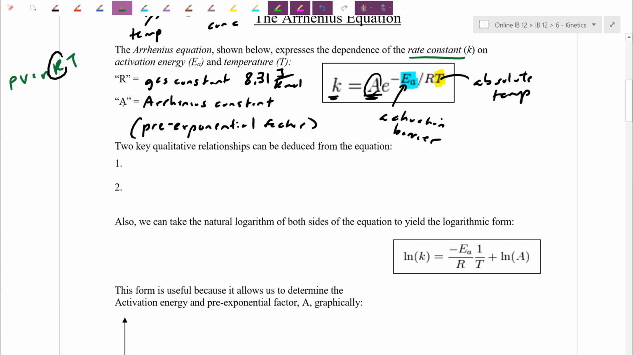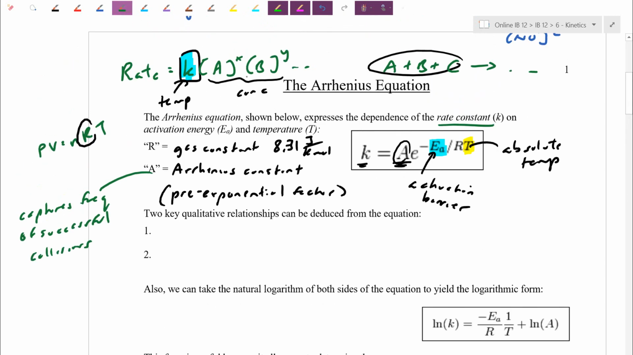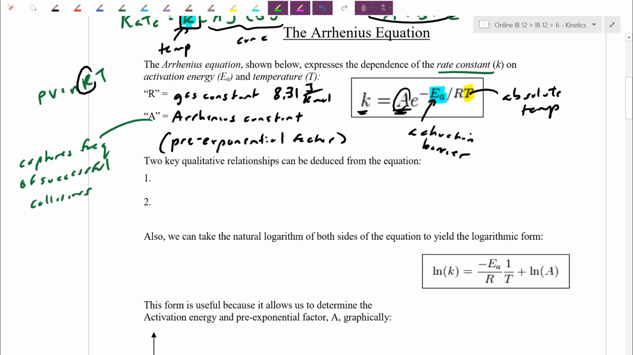This one is going to tell you something about the frequency of successful collisions. If we have a lot of successful collisions, I'd imagine the A term to be bigger, so it gives me that dependence on k. Basically anything that is not the concentration part. The concentration part was still left out with the orders and all that. We're just focusing on the k earlier.